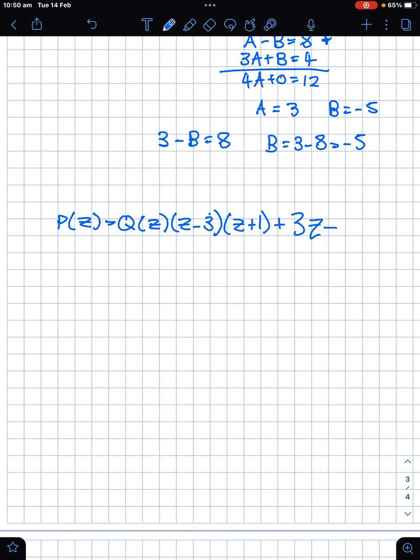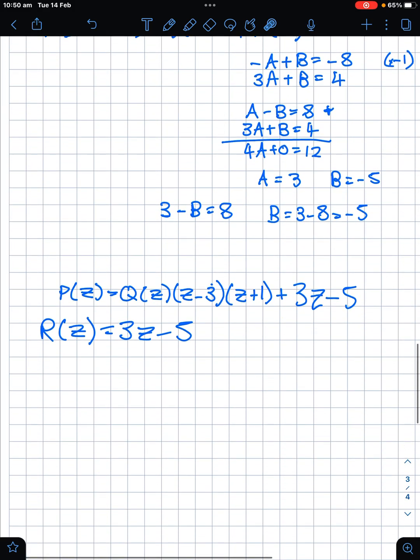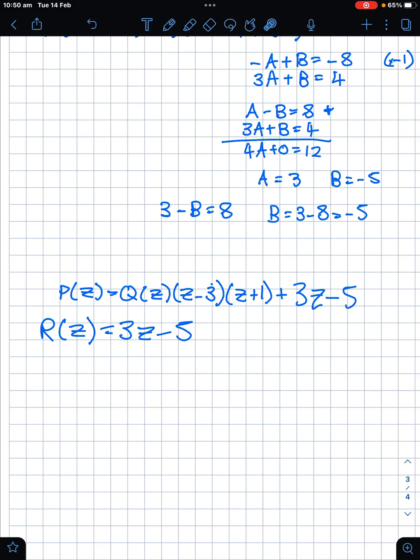So our remainder here is actually now not just a constant, we're going to have our remainder equals 3z minus 5, and that's actually a function. So now we've calculated this, we can work out our remainder for every value of this polynomial when divided by that quadratic. It's actually a function. So if we divided by that, it gives us a new function. All right, thanks.